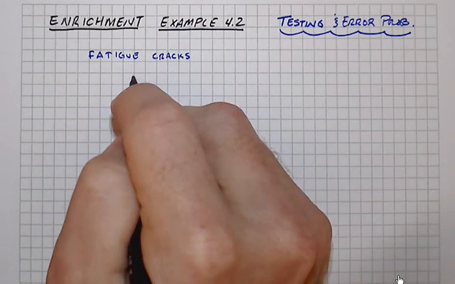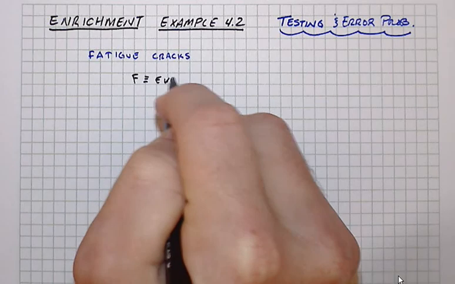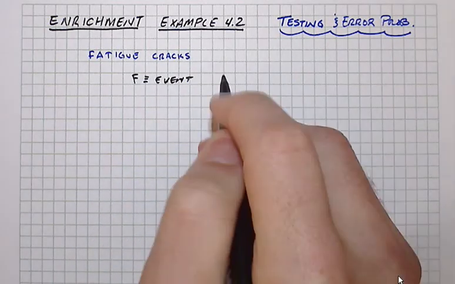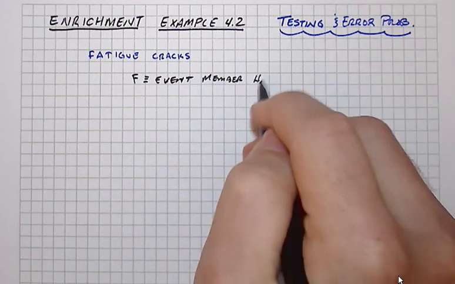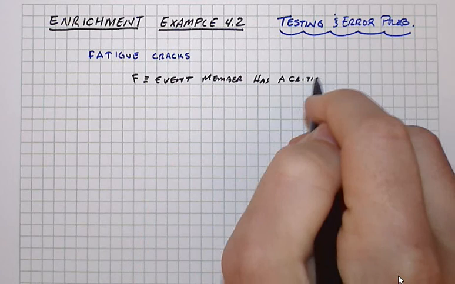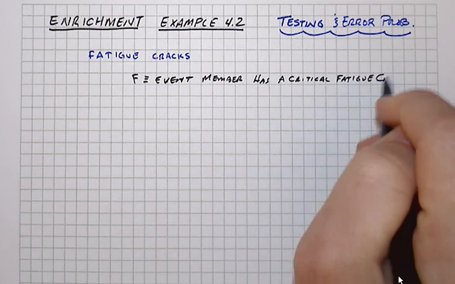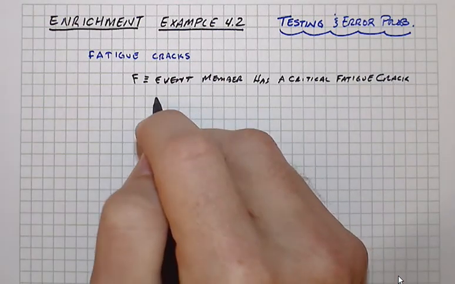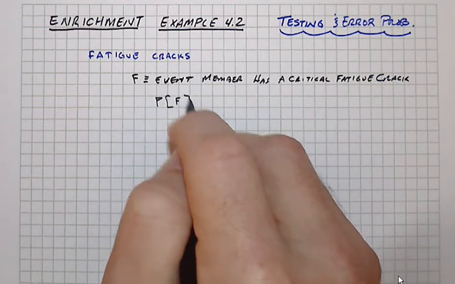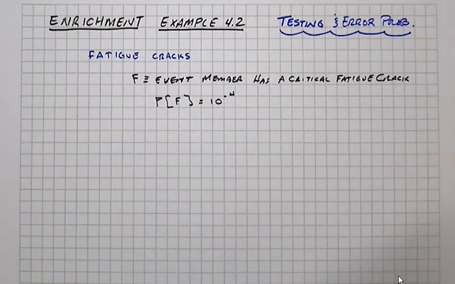And we're going to declare here that F is our event, that a member has a critical fatigue crack. Our prior experience suggests that the likelihood that this happens is quite small, 10 to the minus fourth. Right, so that's 100th of a percent.